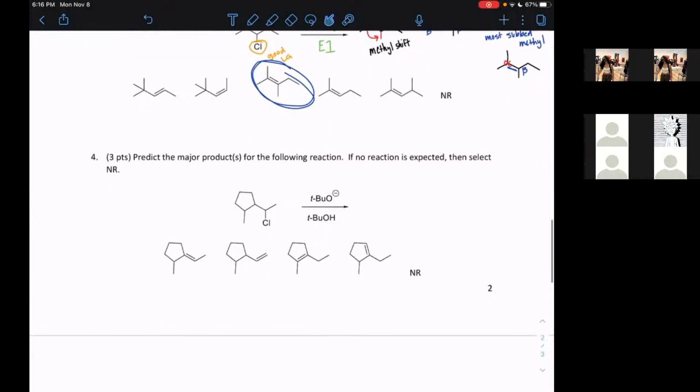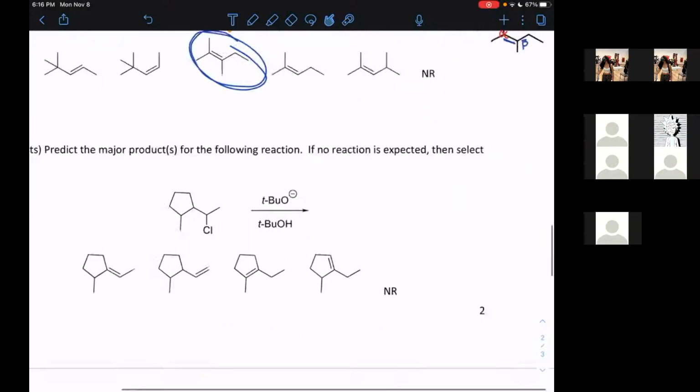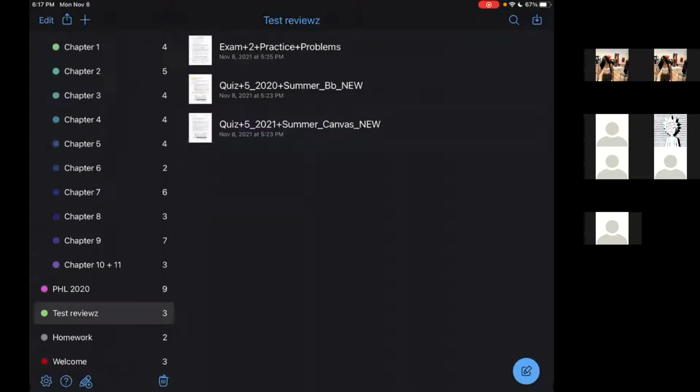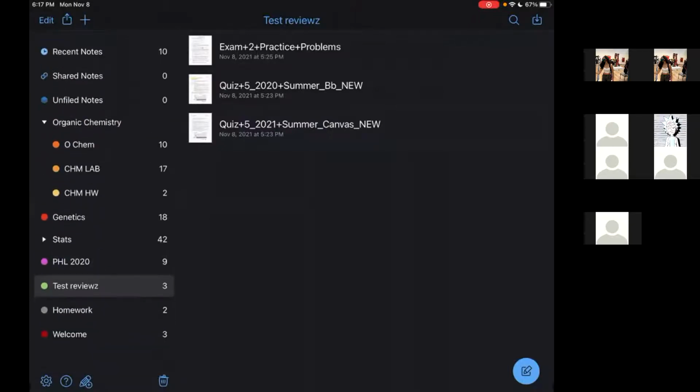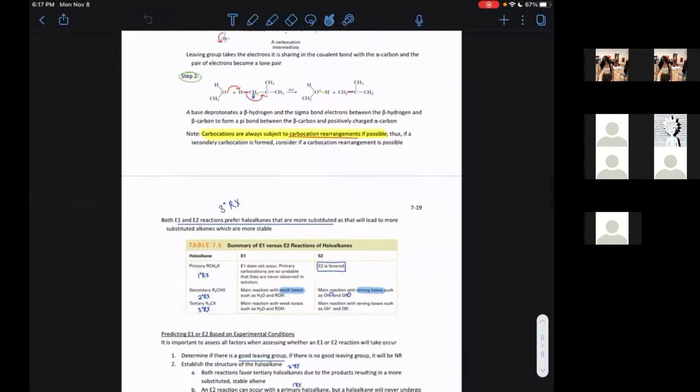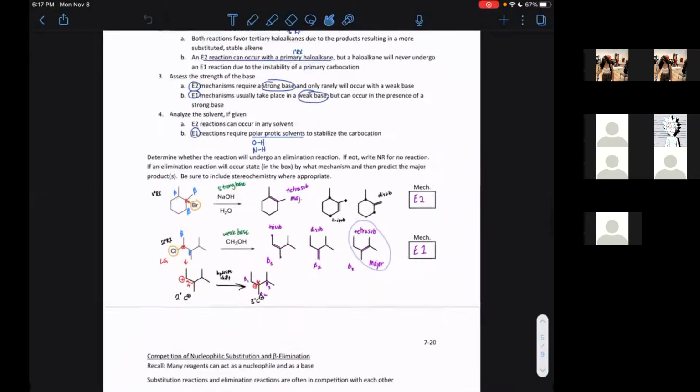So then we could go to number 4. Sorry, I have a question. In the lecture notes, we have some example on page 719. This is the second example. Yeah. Uh-huh.